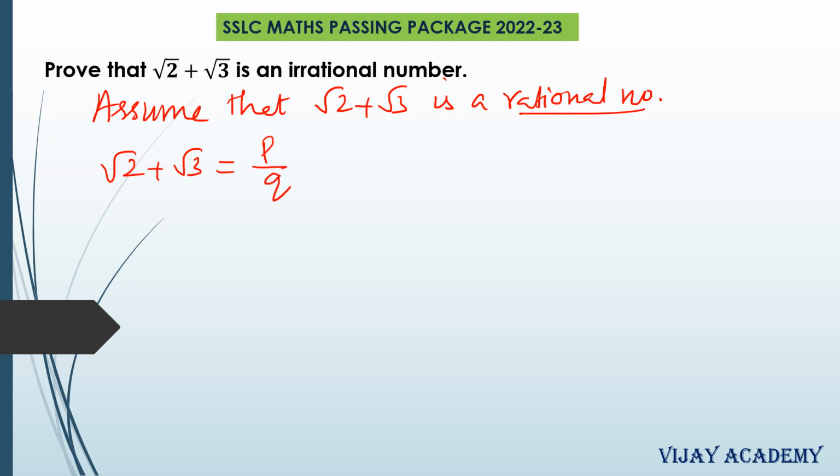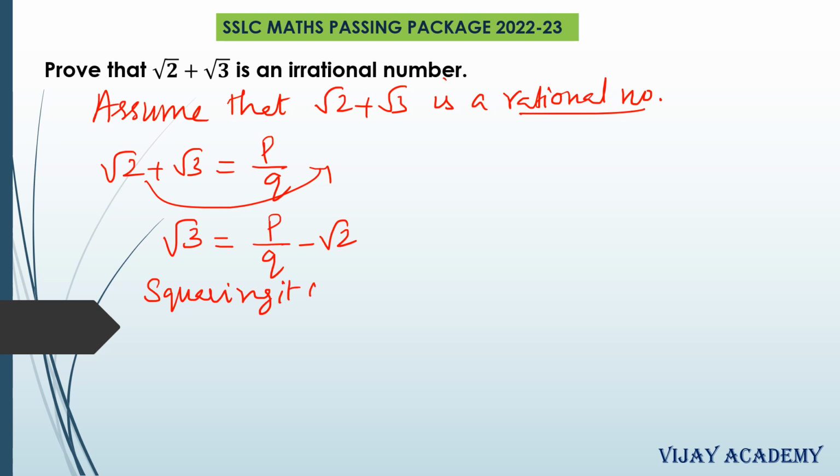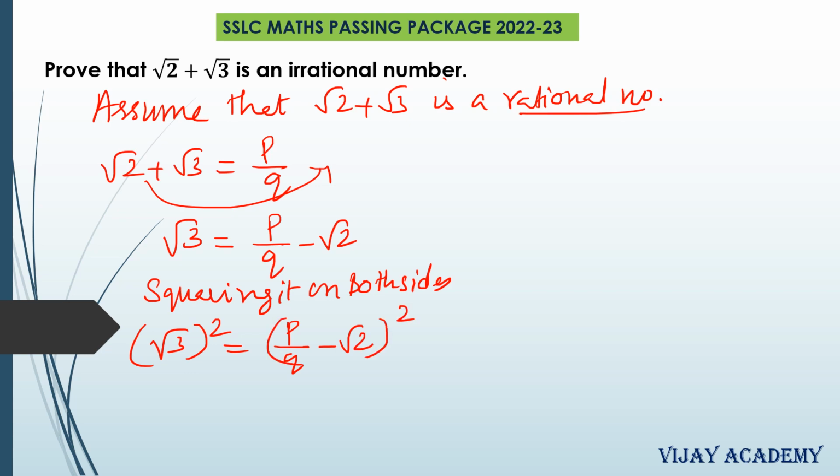So transpose any one of these numbers to the RHS and square it on both sides. So we get root 3 equals p by q minus root 2. Squaring it on both sides, we get root 3 the whole square equals p by q minus root 2 the whole square. In the LHS, square and square root get cancelled and we get 3. In the RHS, we need to expand this using (a minus b) the whole square.